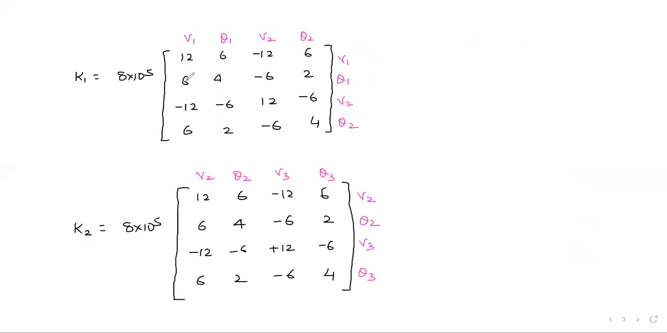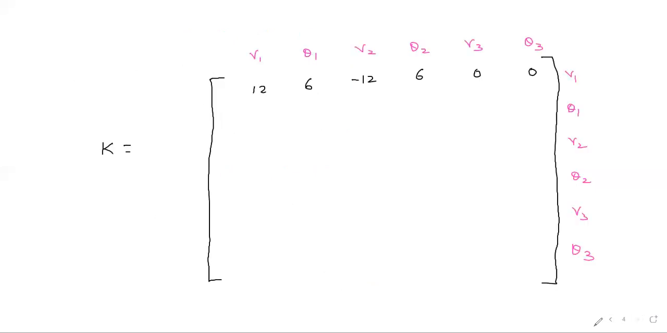So again here, see, V1 theta 1 is this, theta 1 theta 1, V2 theta 1 and theta 2 theta 1. That will be 6, 4, minus 6 and 2. Same thing we have to repeat there, so we will write the same thing. So it will be 6, 4, minus 6, and then we will have 2, then 0 and 0. Then V1 V2. Next will be V1 V2.